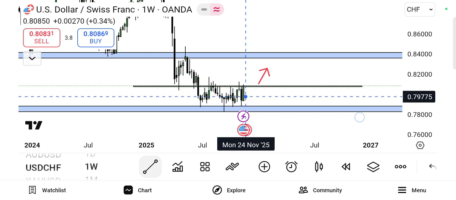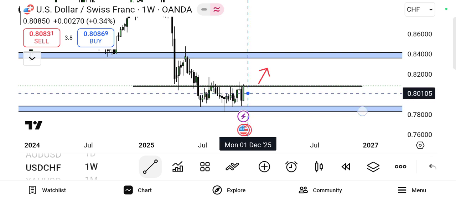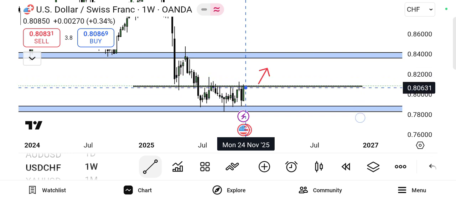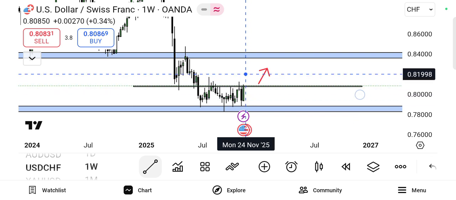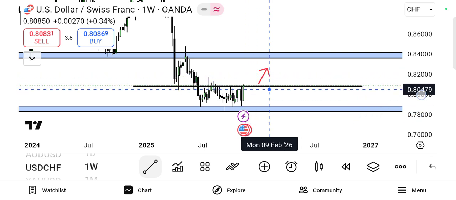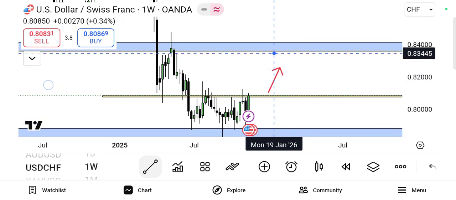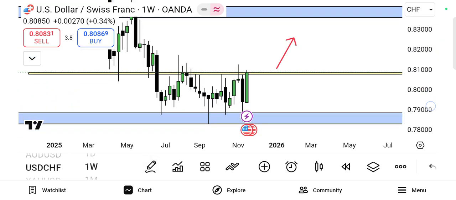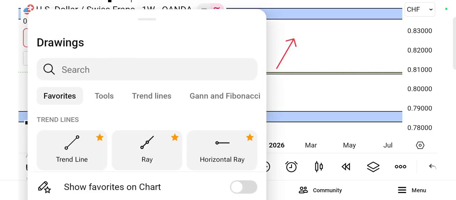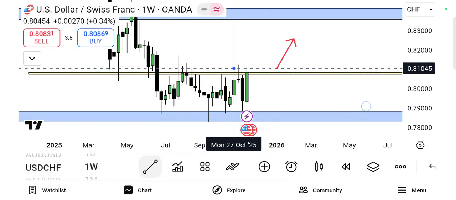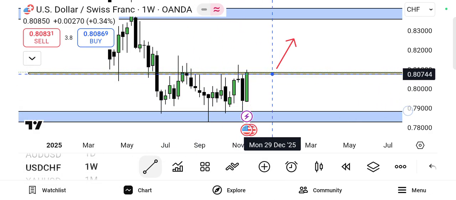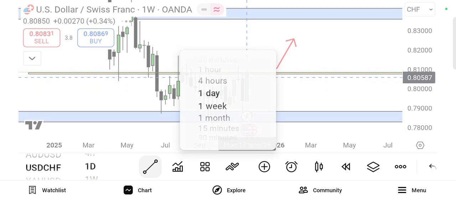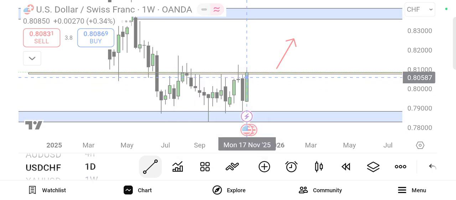I'll be waiting for an additional bullish engulfing candle or any bullish candle, but I want a clear breakout of this small yellow bar here. Once I can see a clear breakout out of this small yellow zone, I'll be going to the daily time frame. That's where I'm going to come to.